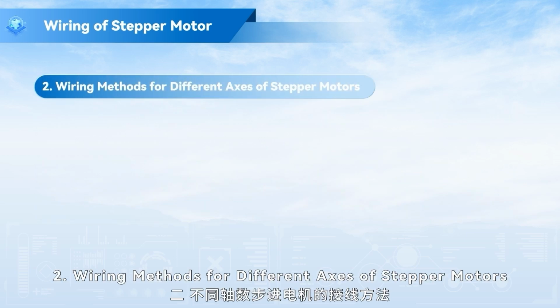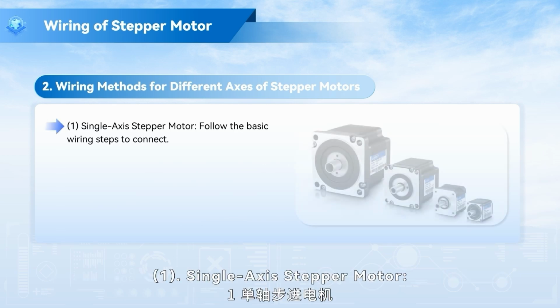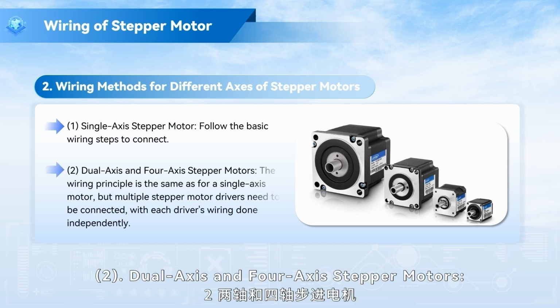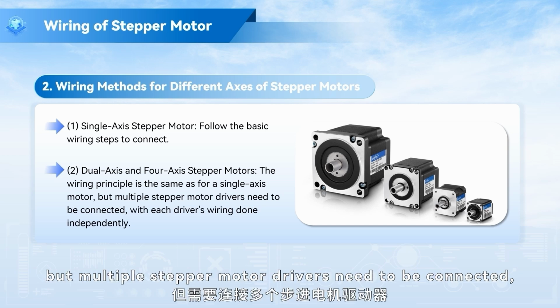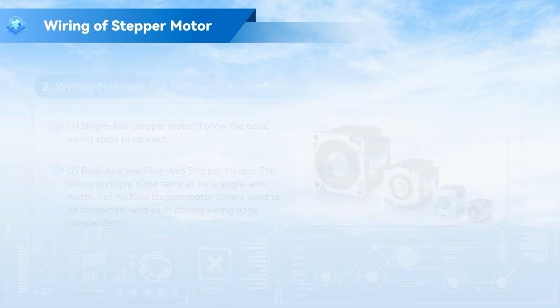2. Wiring methods for different axes of stepper motors. 1. Single-axis stepper motor. Follow the basic wiring steps to connect. 2. Dual-axis and 4-axis stepper motors. The wiring principle is the same as for a single-axis motor, but multiple stepper motor drivers need to be connected, with each driver's wiring done independently.